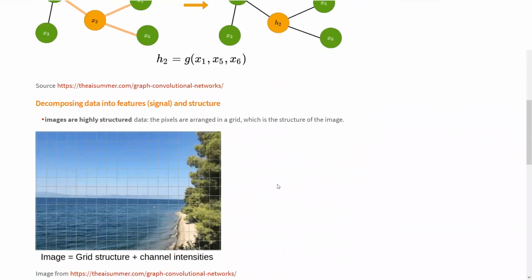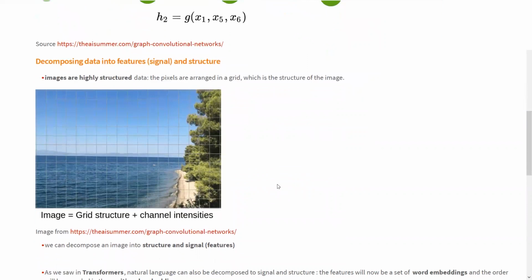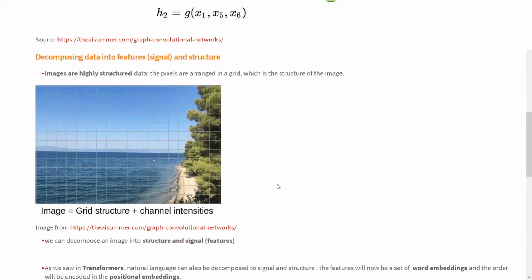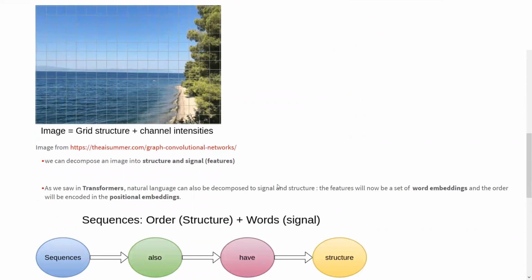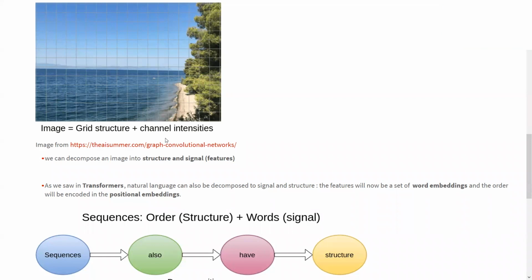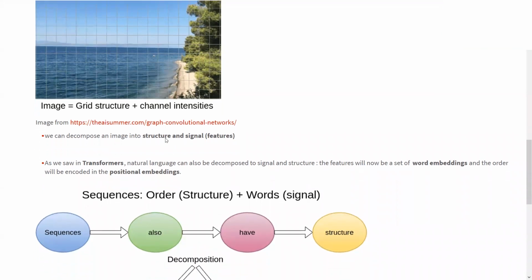Here's another example of graph data. Image, as we know, is explored quite well in deep learning. But actually an image can be considered a graph, decomposed into a graph structure. If you think of the grid structure of the image and the channel intensities, then the first part, the grid structure, can be considered the graph itself, and the second part can be considered the attributes of the nodes.